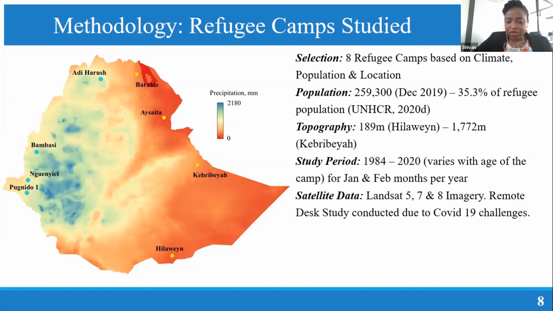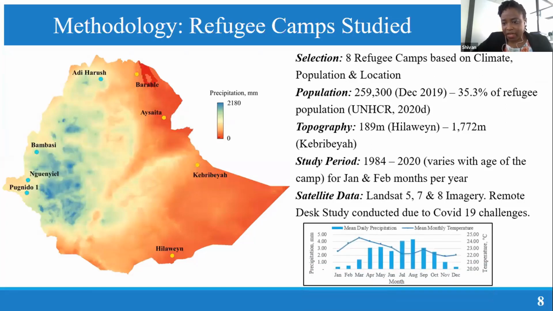And the study period was from 1984 to 2020, basically because that's when Landsat imagery is available from this range, but it varied based on the age of the camp. And I considered January and February months per year because that's when we experience the least rainfall in the country, and we hope that would be the least interference from precipitation events.